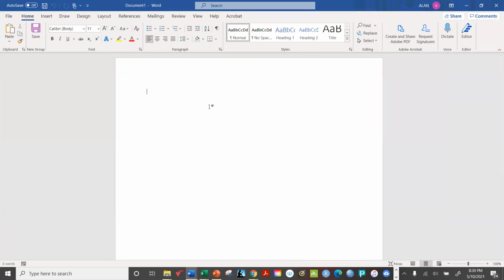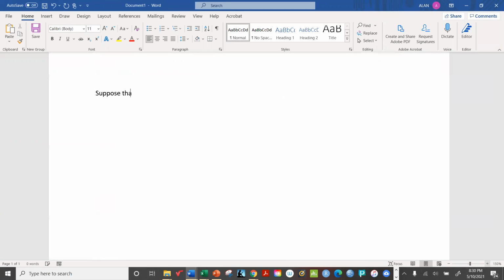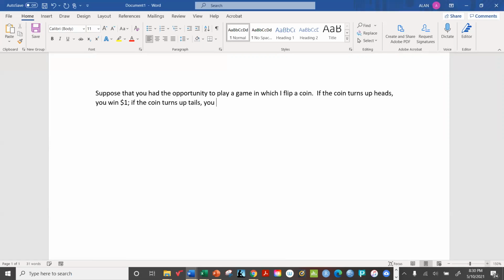So suppose, for example, that you had the opportunity to play a game in which I flip a coin. If the coin turns up heads, you win $1. If the coin turns up tails, you lose $1. Most people would have no problem playing this game because they will break even on average.